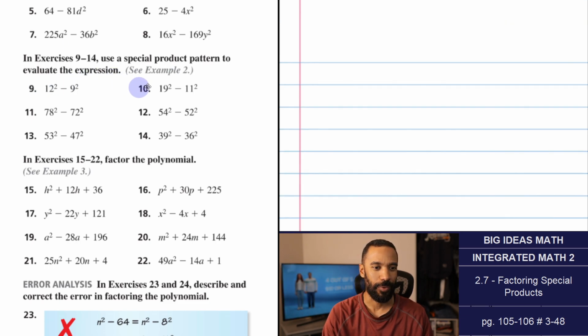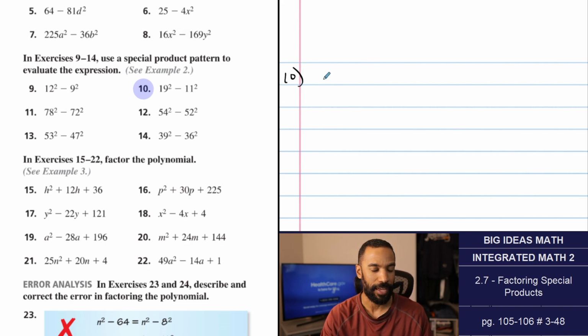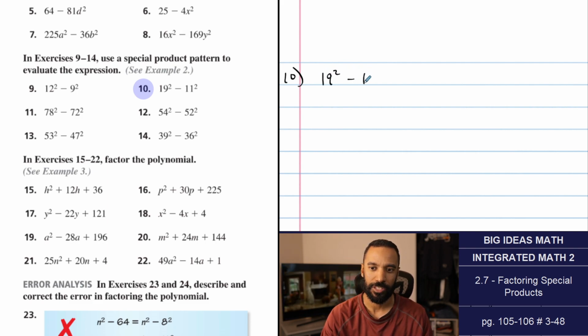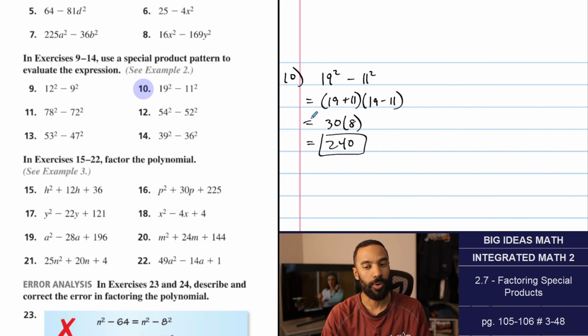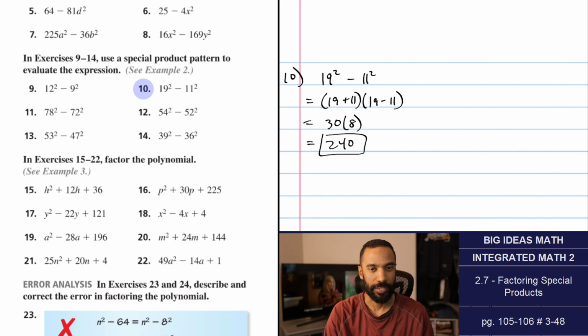All right, number 10, we have 19 squared minus 11 squared. I don't remember what 19 squared is. I think it's 361, but I'm not going to go off of that. If it is, the answer should be 240. But 19 squared minus 11 squared. That'll be 19 plus 11 times 19 minus 11. 19 plus 11, that's a good one. That's 30. And 30 times 8 would give me 240. Is that what I said? Yes. So 240 is that answer.